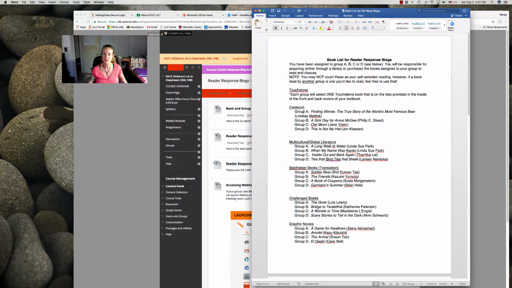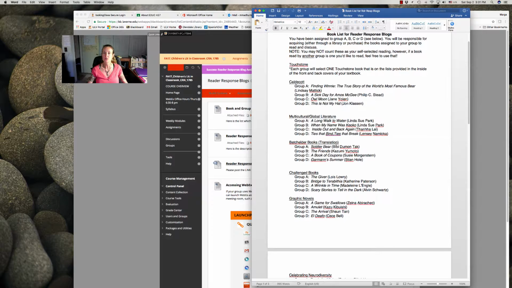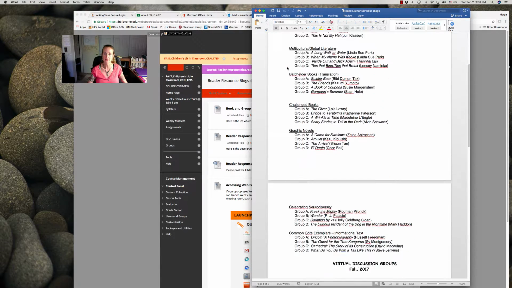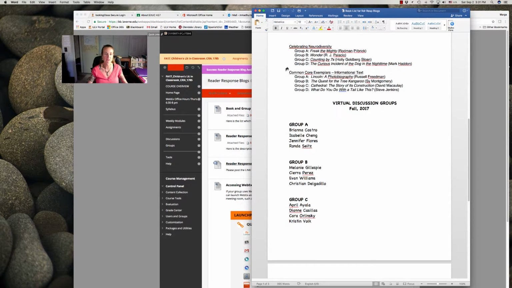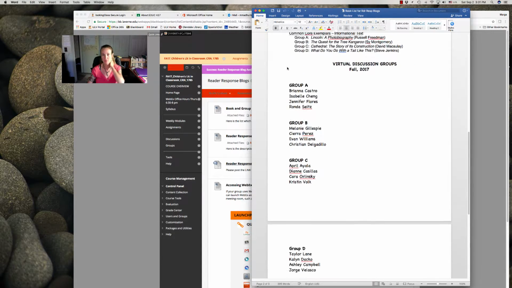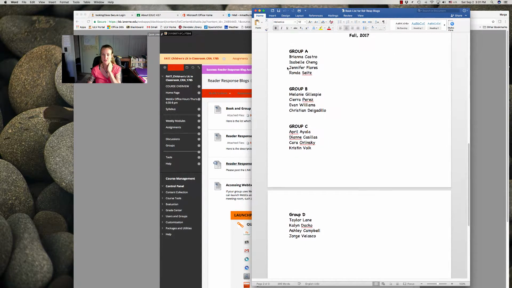So if you're Group A, you will read Finding Winnie, which is a Caldecott winner. You will read A Long Walk to Water, Soldier Bear, The Giver, etc. All right, and to find out who's in your group, if you're not familiar with using the group tool in Blackboard, I've listed groups assigned here.